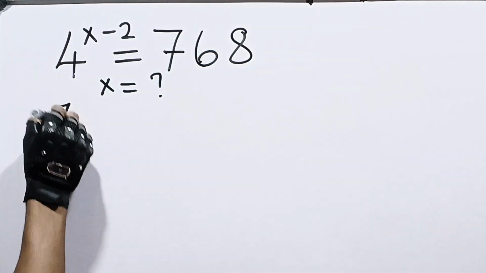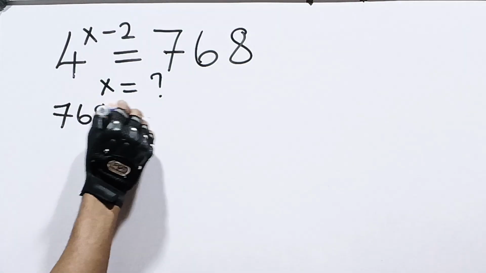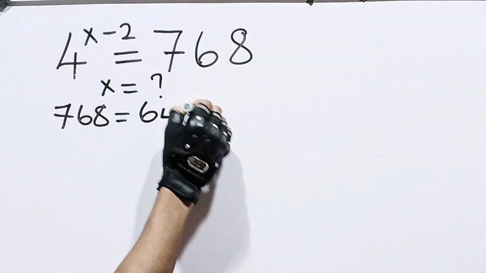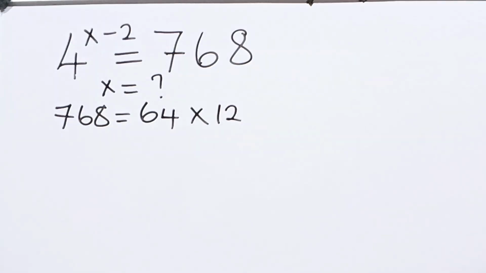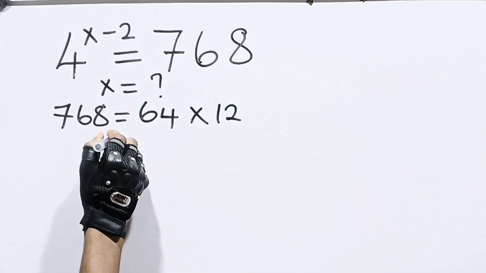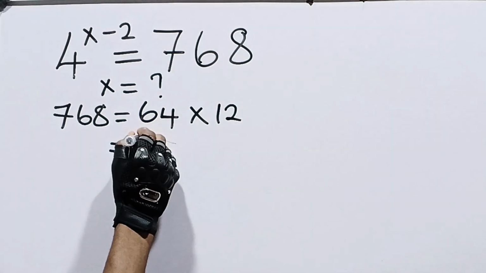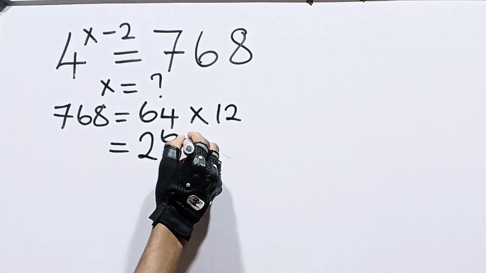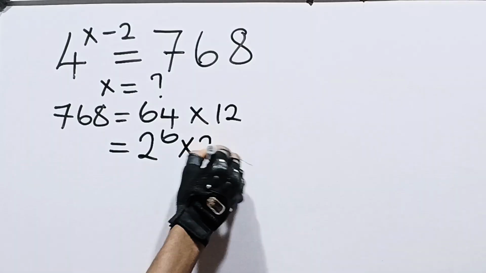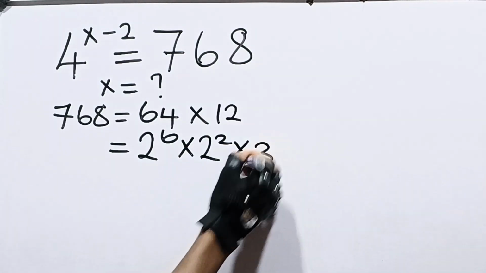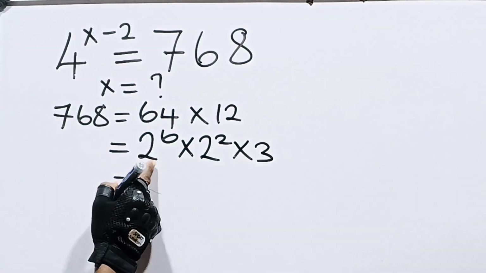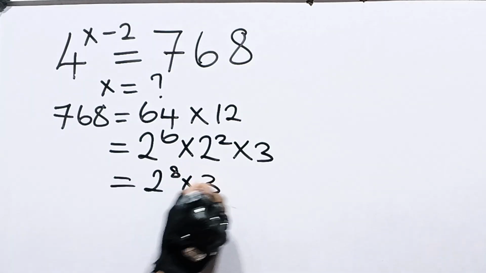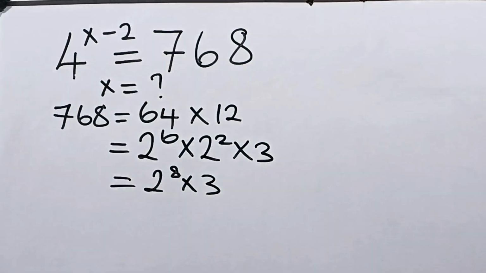Now, 768 is equal to 64 times 12. Opening up, 64 is equal to 2 raised to the power 6, and 12 is equal to 2 squared times 3, that's 4 times 3. When you have the same base, you add the power, so you have 2 raised to the power 8 multiplied by 3, which equals 768.